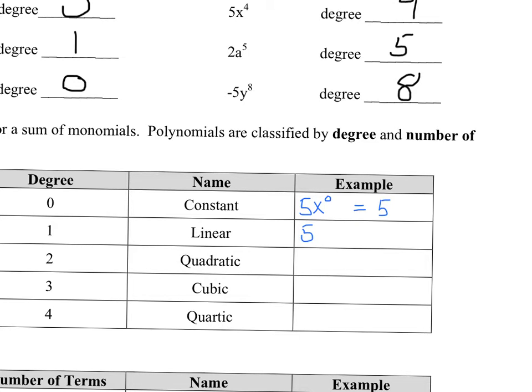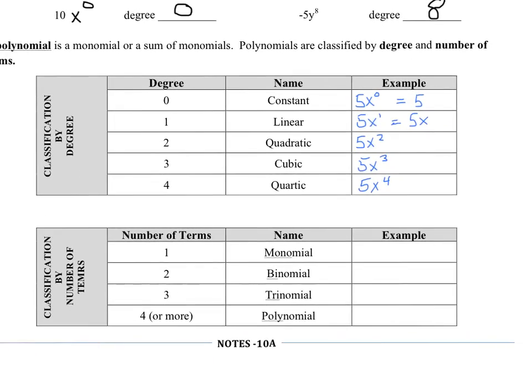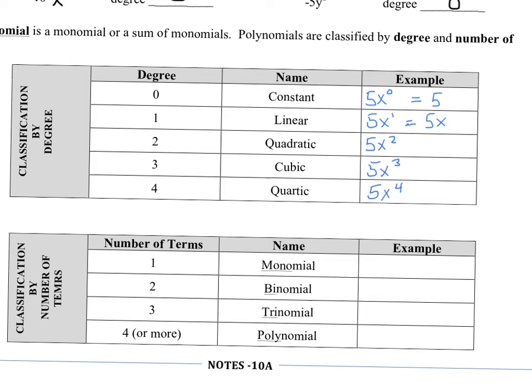Linear would be 5x to the first power, which would just be 5x. We know if we graphed 5x, we would get a line, so that's why it's linear. Degree 2s are called quadratics, cubics are degree 3s, and quartics are degree 4s. Typically, when we get above a degree 4, we would just start saying degree 5, degree 6, and stop calling them by their root Latin names.